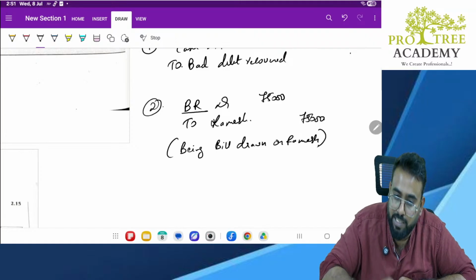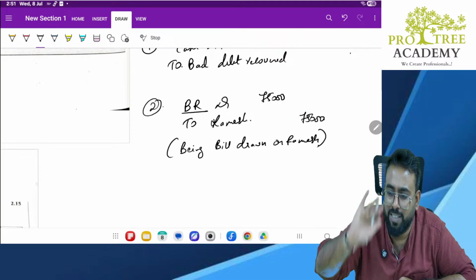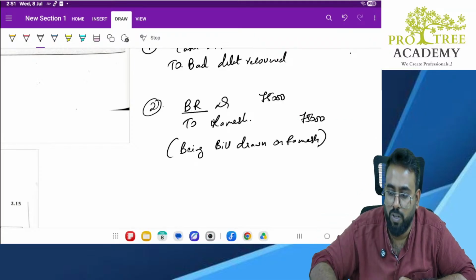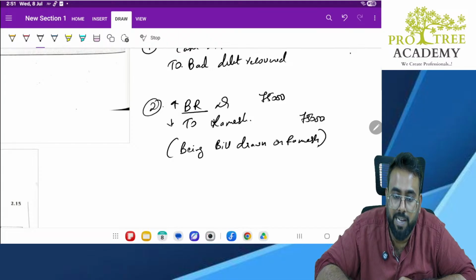Bills receivable is also asset, sir. Simple, sir. Debtor in the balance, bills receivable move aagtide ashte. So both should be asset only, no? So this asset is going up. This asset is coming down. Am I clear? Yes.